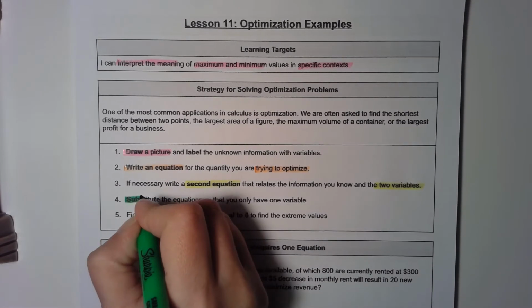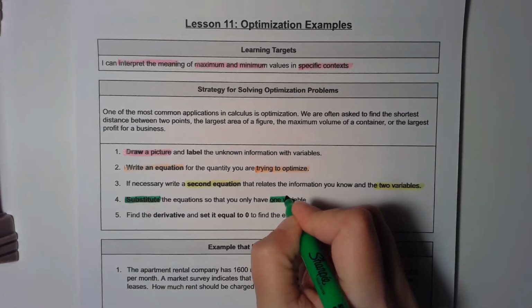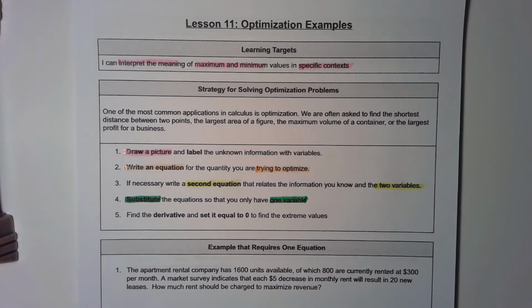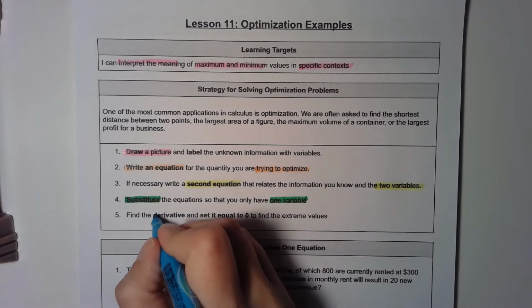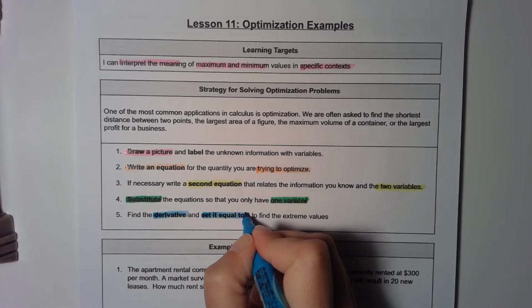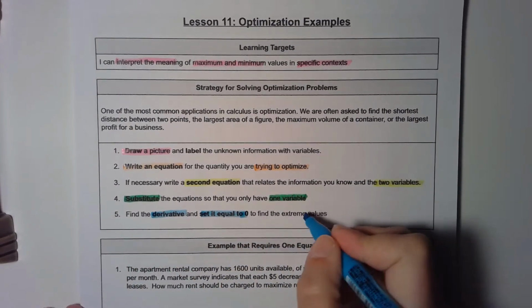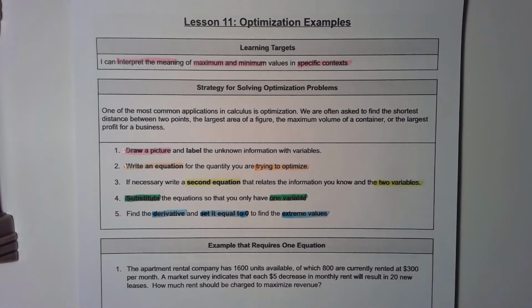You would, if necessary, substitute the equations so that you only have one variable. And last but not least, because we want to find a max or a min, you're going to find the derivative and you're going to set it equal to 0 in order to find the extreme values. So in other words, the maximums or the minimums of the function.